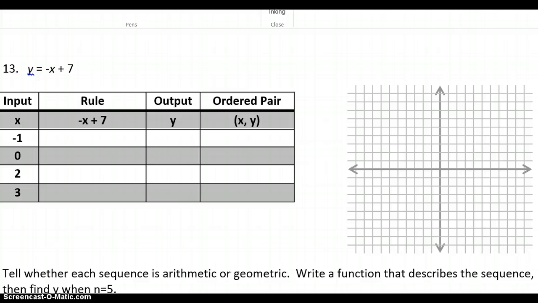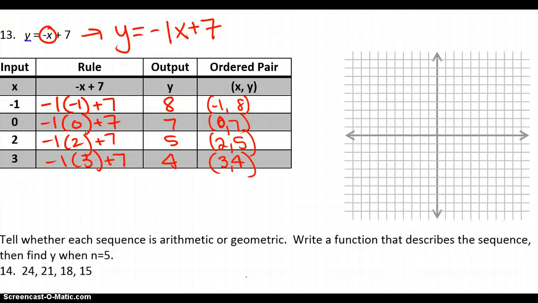13, y equals -x plus 7. This is another one you guys were having issues with today because it just says -x. Remember, that's the same thing as y equals -1x plus 7. Okay? I'm going to pause it, fill in the table, and do the same thing. Your y values on this one should be 8, 7, 5, and 4. Check your integers if you're messing up, particularly on the -1 and 0 for the input value.